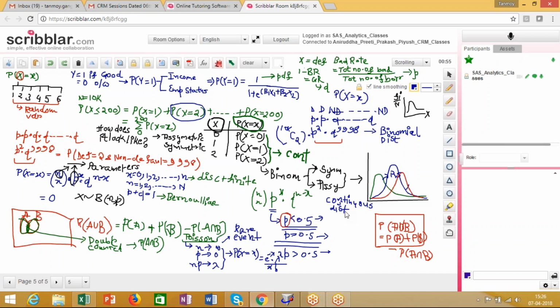So does anyone remember the name, rectangular distribution? Do you remember this concept of rectangular distribution that we had discussed? Anyone? Correct. So the uniform distribution happens to be a very specific case of the rectangular distribution.